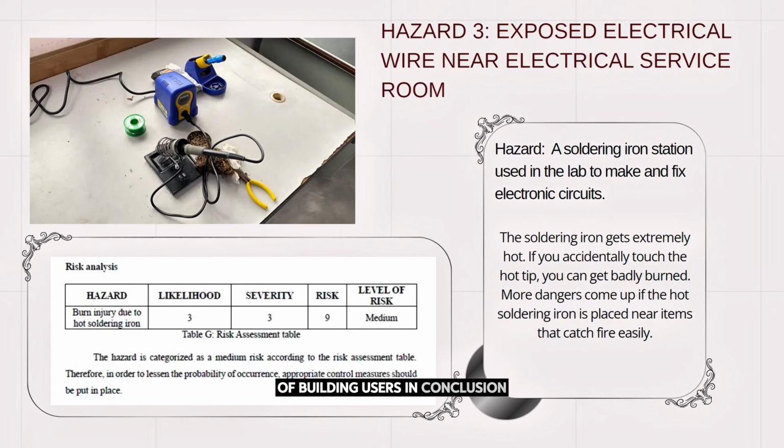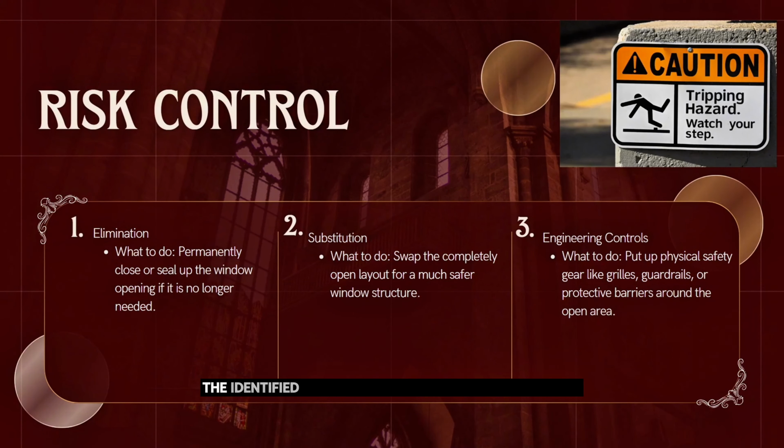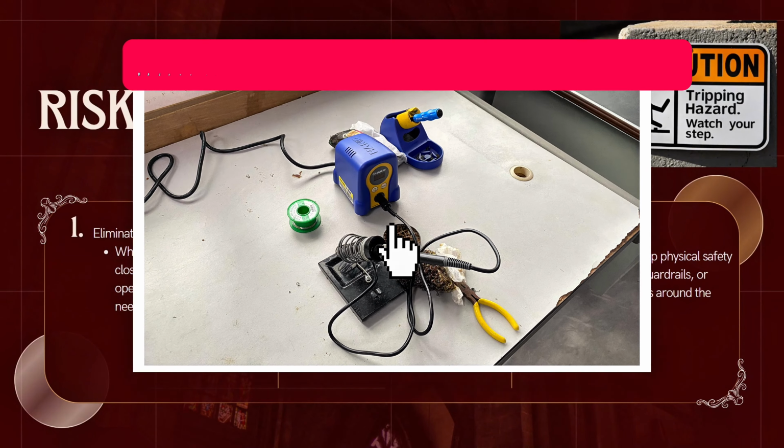In conclusion, the identified hazards are classified as medium risks. By applying suitable control measures based on the hierarchy of controls, the risks can be reduced and a safer environment can be provided for students, staff, and visitors. That's all from me. Thank you.